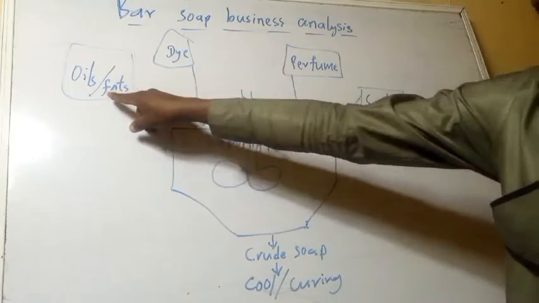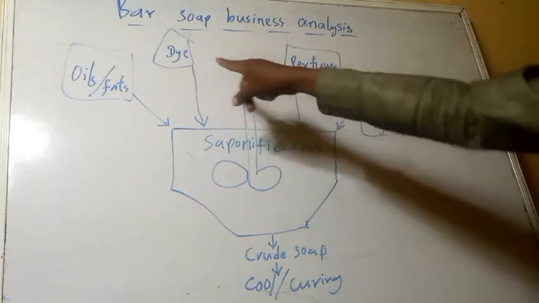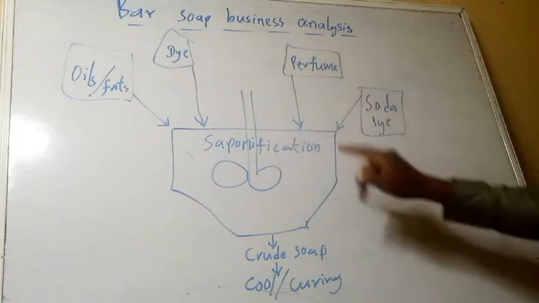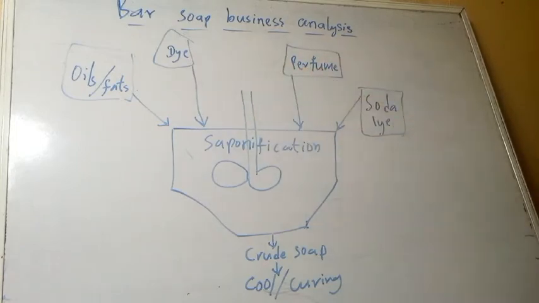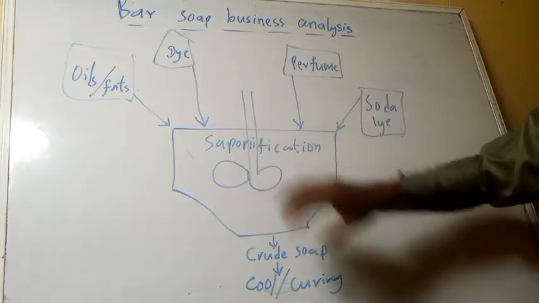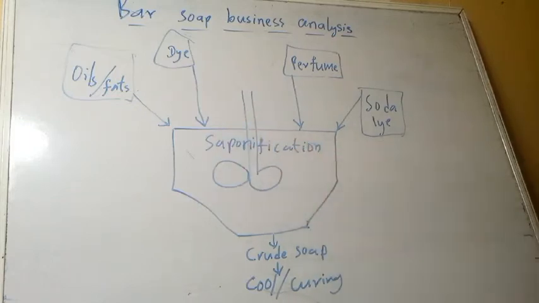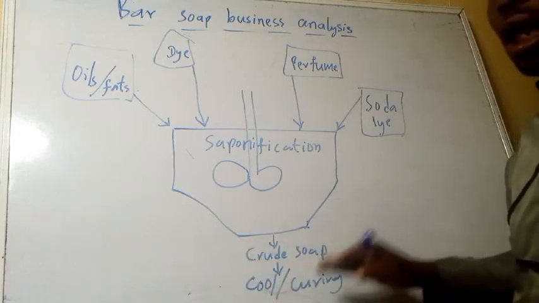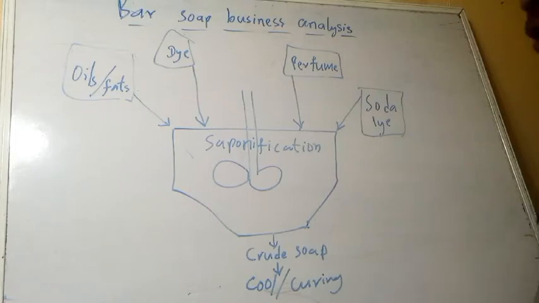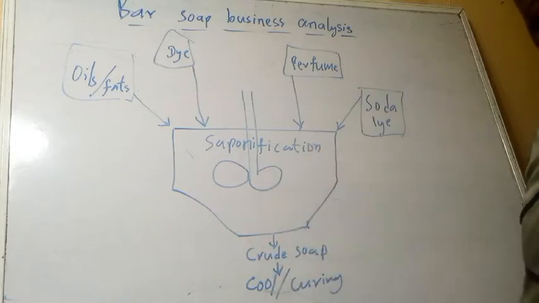Now let's take a quick look at the flow chart. We have the fats and oils that will be needed. We also have dyes, the color, the perfume, which is very important, the soda or lime, and then all this will be introduced to the vessel, which will mix, and the process is called saponification. And then we have the cooled soap, which should be allowed to cool and cure for either 2 weeks, 3 weeks, or 1 month, as the case may be. And then your soap is ready for packaging and distribution.